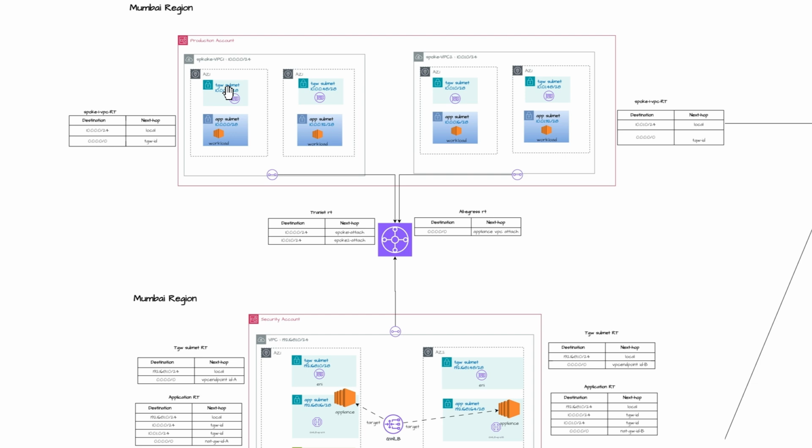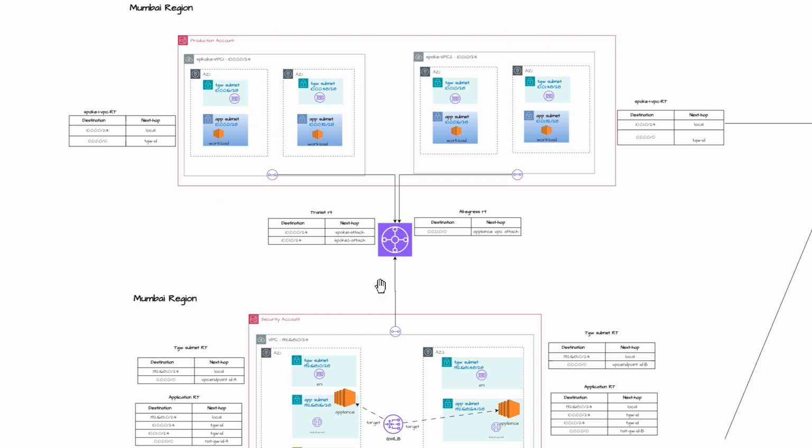And these spoke VPCs have the default route, which you can see here. The route is going to the transit gateway, and for local, the next hop is the local VPC, right? So let me explain this again.